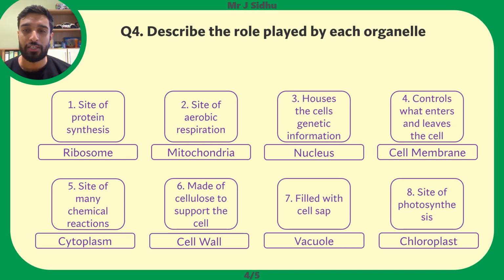The vacuole is filled with cell sap, and the chloroplasts are the site of photosynthesis. And please remember, inside the chloroplasts is the green pigment called chlorophyll, and that is exactly where photosynthesis happens. And if you are unsure on photosynthesis, we'll be creating a video on that very, very soon for you to have a watch over.